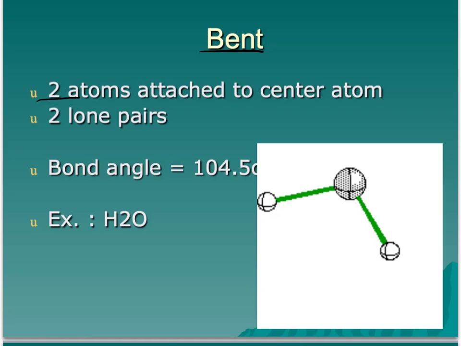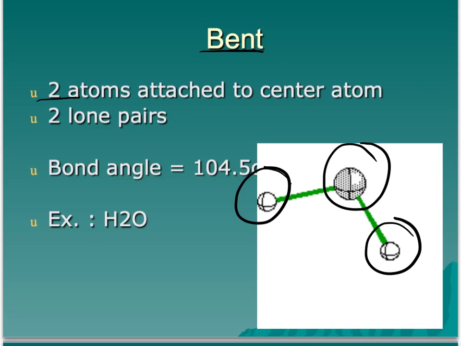The last shape you need to know for this class is called bent. In bent, you have two atoms attached to a center atom. So here's our central atom, and now we have two that are attached. But unlike linear, we also have two lone pairs. So you can imagine the lone pairs over here on this side. So here's two little electrons, two lone pairs. So remember from the very beginning, we said lone pairs take up more space and they need more of their own room than electrons that are bonded. So the bond angle in a bent is going to be 104.5 degrees.